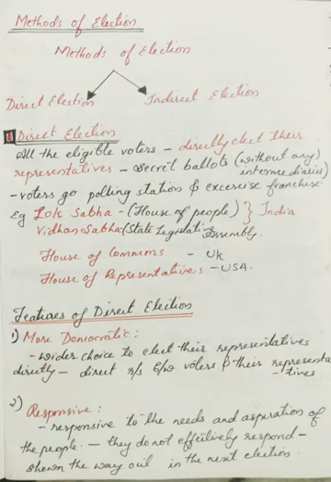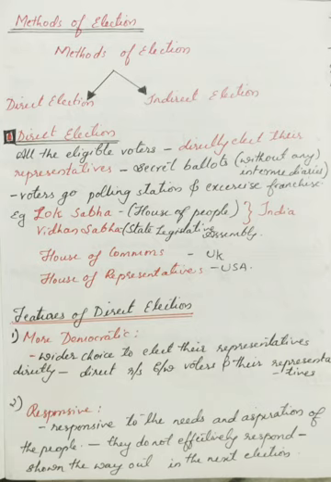In direct election, all the eligible voters of the nation directly elect their representatives through secret ballots without any intermediaries. The voters go to the polling station and exercise franchise. For example, the Lok Sabha, House of People, and Vidhana Sabha, the state legislative assembly in India, and House of Commons in UK and House of Representatives in the US are directly elected.